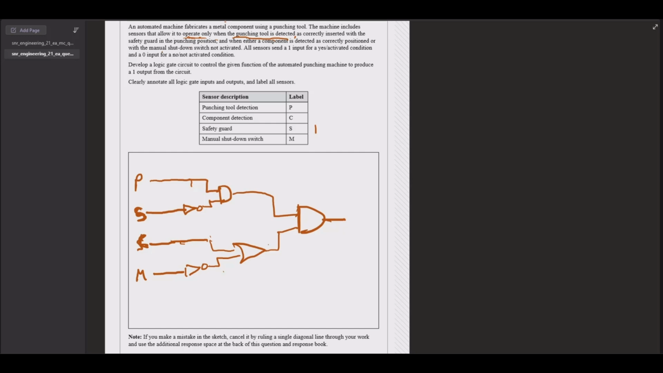And the other thing that they've done is, instead of putting an OR gate here, they've put an AND gate. Which, if we look back up here again, we're going to see that the second half of the conditions, just between these areas, and that's that gate there, that AND up there, when either, specifically, either a component is detected, or the manual shutdown switch not activated. That is an OR gate. There's no question about that. It's either.